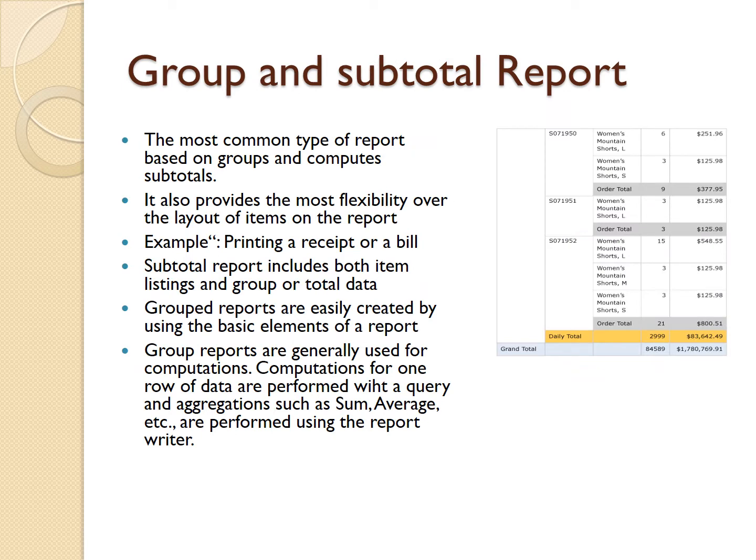Group and subtotal report is the most common type of report, based on groups and computing subtotals. It also provides the most flexibility over the layout of items on the report. Example, printing a receipt or a bill. Subtotal reports include both item listing and group or total data. Grouped reports are easily created by using the basic elements of a report. Group reports are generally used for computations. Computations for one row of data are performed with a query, and aggregations such as sum, average, etc. are performed using the report writer.